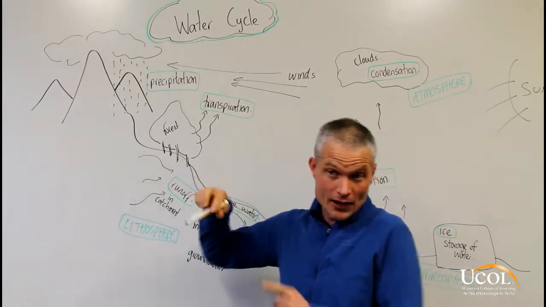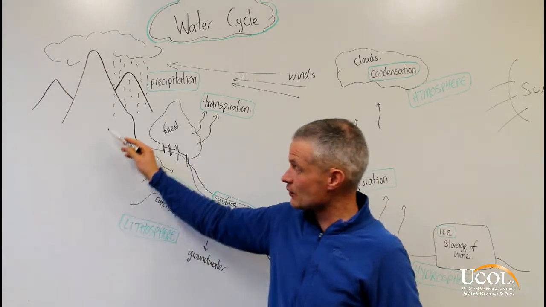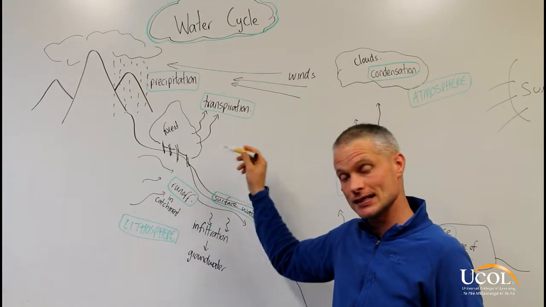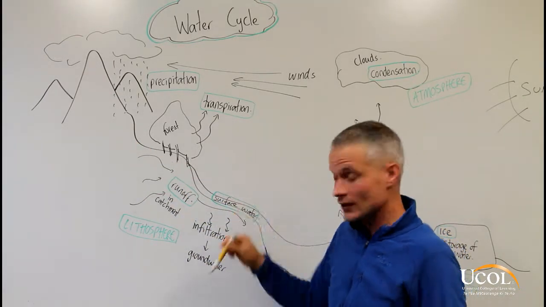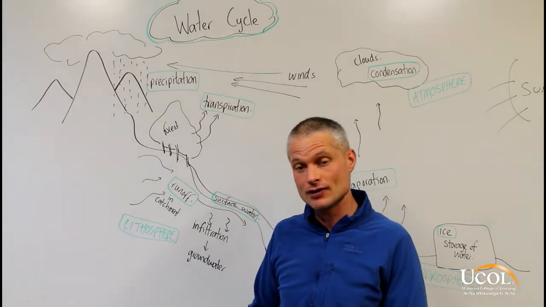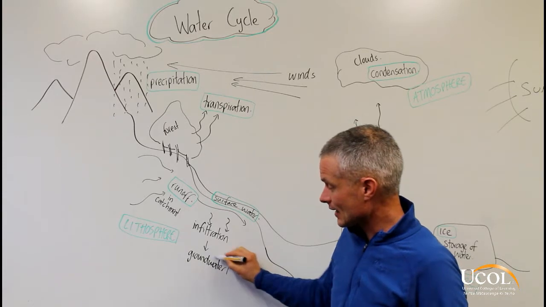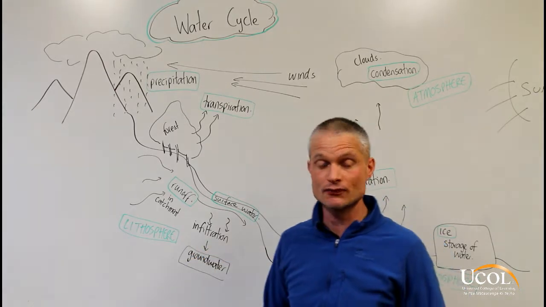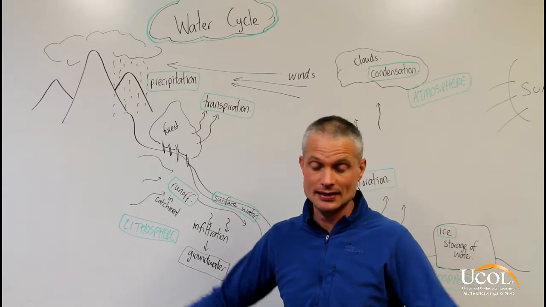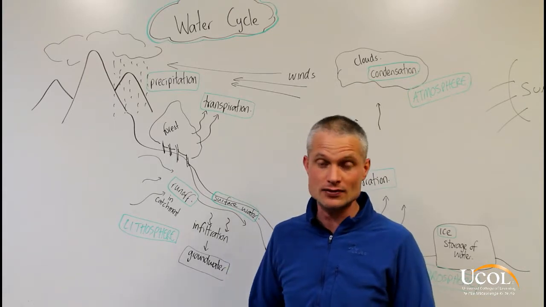But the two pathways that will happen is either the water that falls in the catchment will be collected into the streams, lakes and rivers, or it will infiltrate and percolate down into the groundwater, and it can be stored in that groundwater for thousands of years. It can become fossil water, so it can just sit in that groundwater for thousands of years.